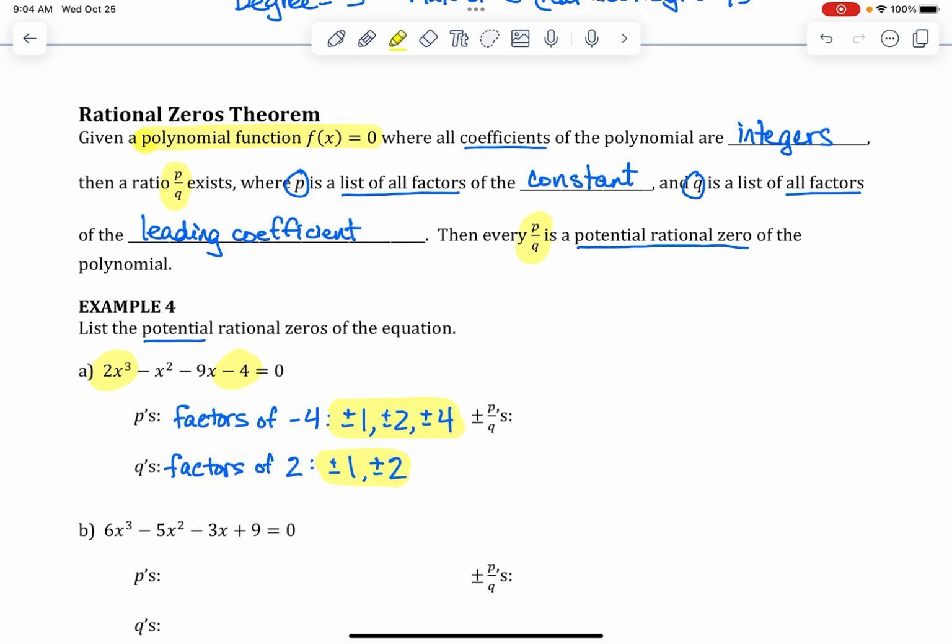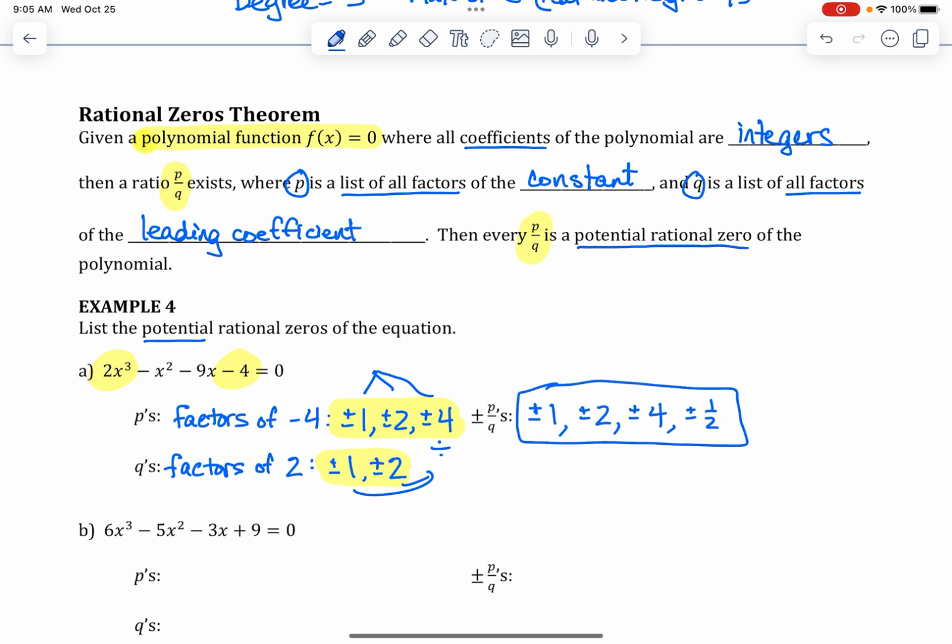And what you have to do is take each of the factors of the constant and divide them by each of the factors of the leading term. So if you take 1 divided by 1, you get 1. You take 2 divided by 1, you get 2. You take 4 divided by 1, you get 4, and then go with the second one. 1 divided by 2 is 1/2. 2 divided by 2 is 1, we've already reduced that. 4 divided by 2 is 2, we've already reduced that. So what we have here is your list of all potential zeros.